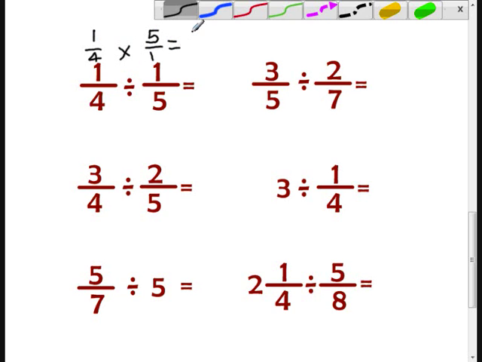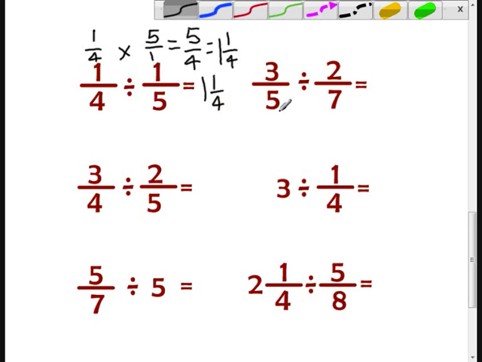1 times 5 is 5. 4 times 1 is 4. And again, we have an improper fraction. 4 is smaller than 5, so we need to divide the 4 into the 5. How many 4s are in 5? 1, with 1 remaining. And our denominator just stays the same. It's 4. So the answer is 1 and 1/4.